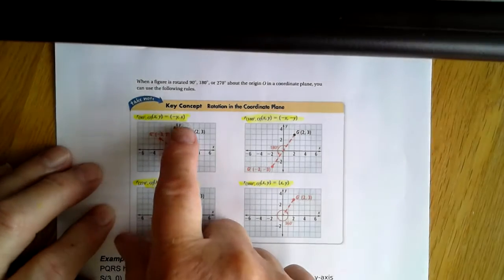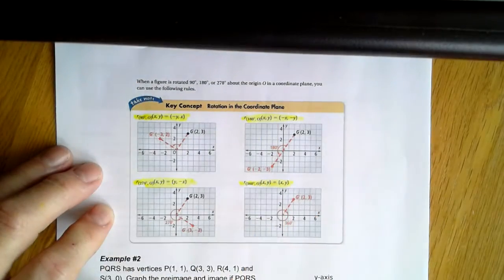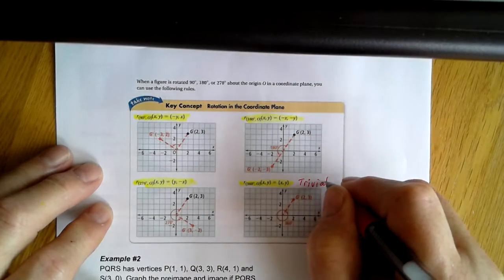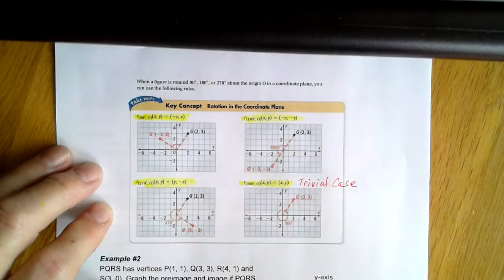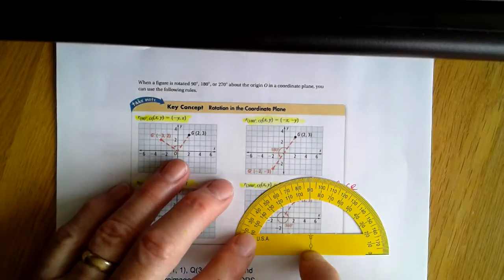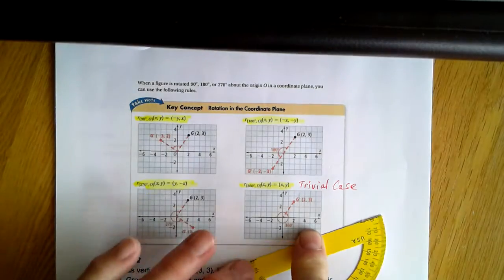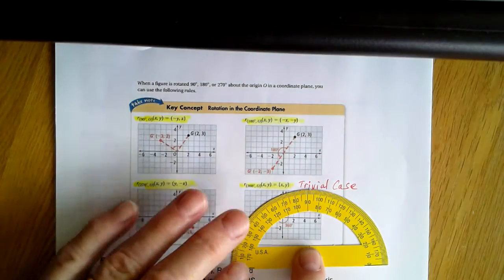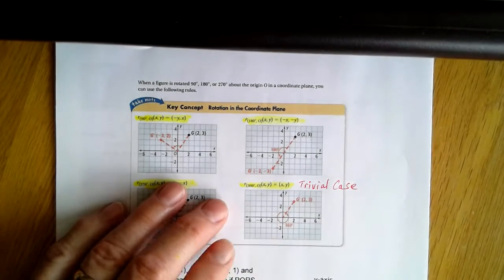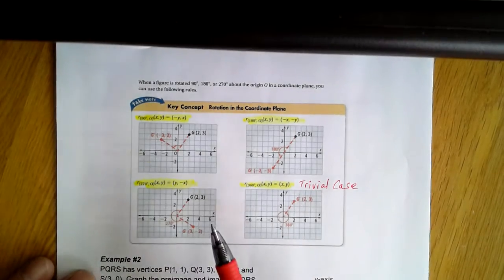So 90 degrees, 180, 270, and then 360. I'm just going to tell you right now, this is called the trivial case. I mean, imagine if I've got this protractor and I want to rotate it 360 degrees. That means I would rotate it, that's 180, and then I keep rotating, and that'd be 360. It's right back where it started. Okay? It's right back where it started. A 360 degree rotation is trivial case. These don't change.